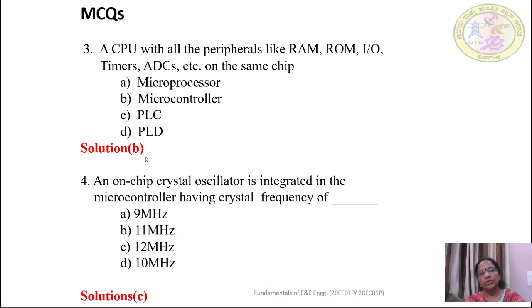Students, let's have some more questions. A CPU with all the peripherals like RAM, ROM, input, output, timers, ADCs, etc. on the same chip. The answer for this question is microcontroller. The microcontroller has peripherals like RAM, ROM, IO, that means input, output, timers, ADCs on the same chip. And further, one more question we'll have. An on-chip crystal oscillator is integrated in the microcontroller having a crystal frequency of, say, 12 megahertz.